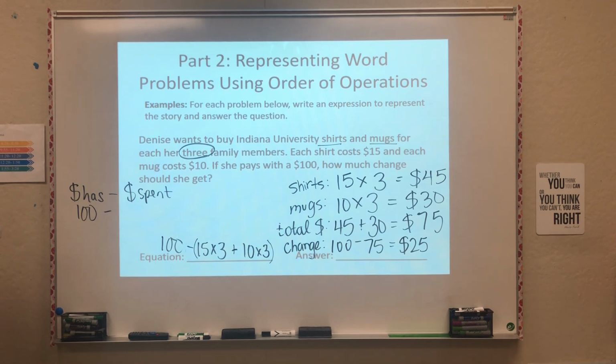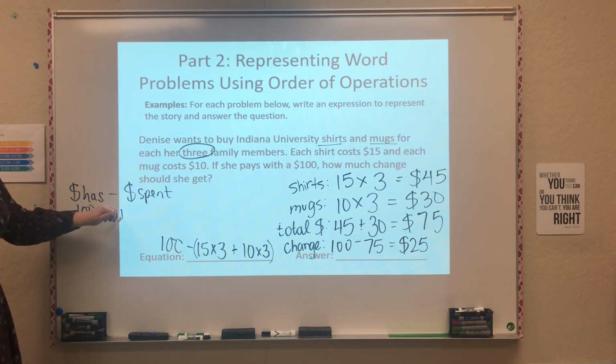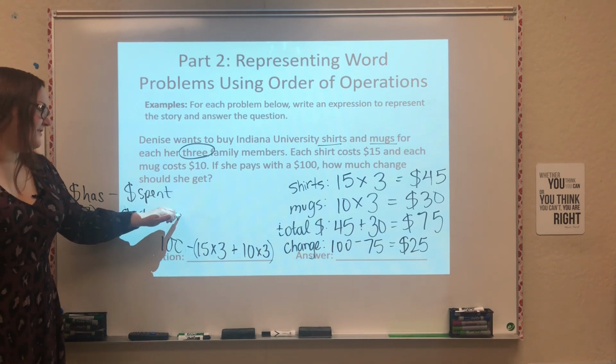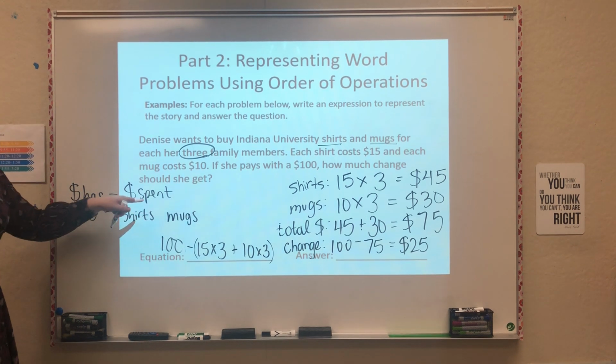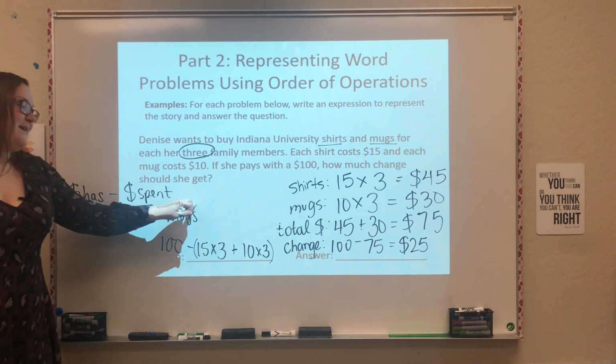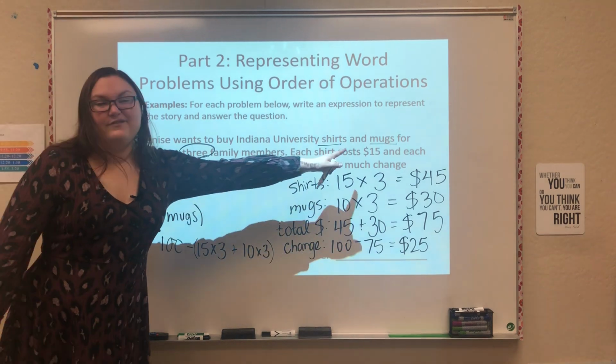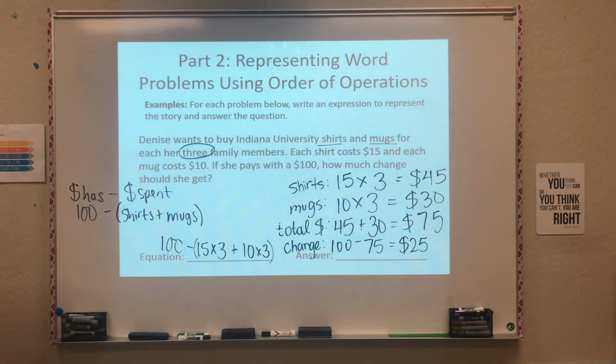Well, what did she spend money on? She spent money on, what were the two things? She spent money on shirts and she spent money on mugs. So the money she spent, I'm representing that by saying shirts and mugs. And then from that, you could fill in some of the numbers we had over here.